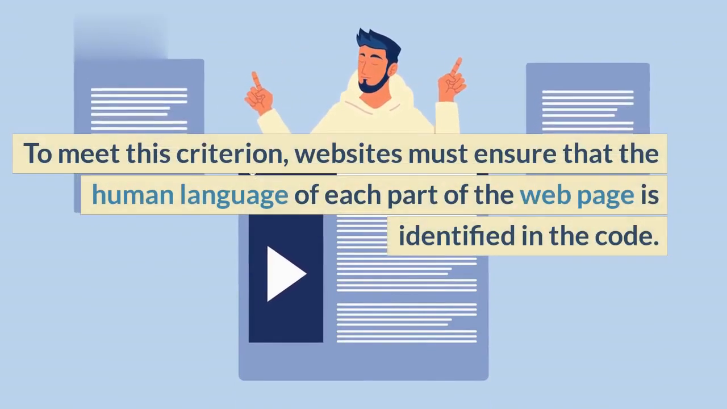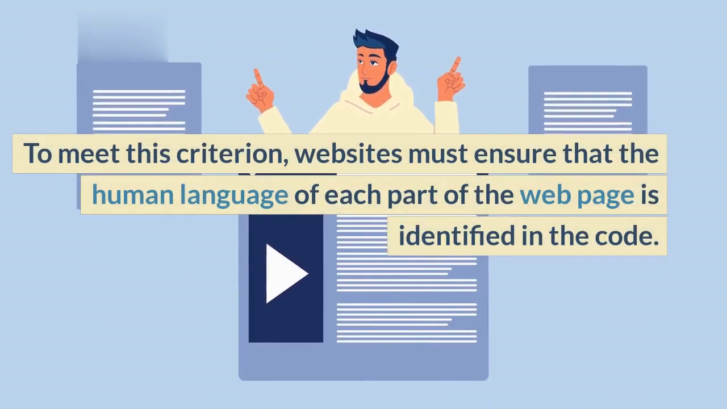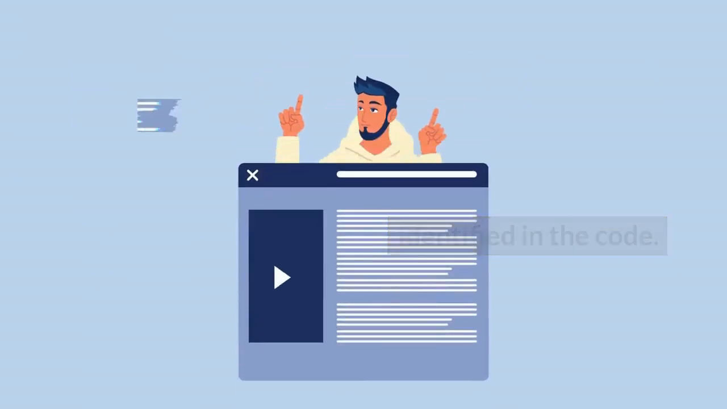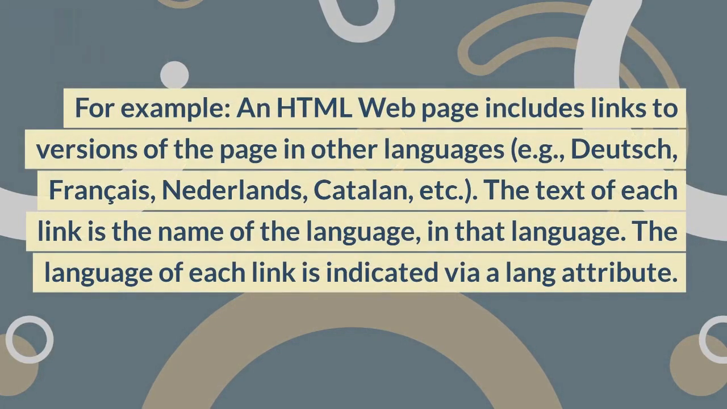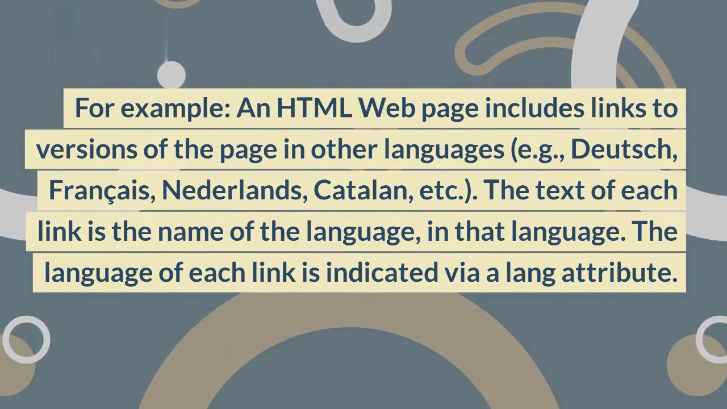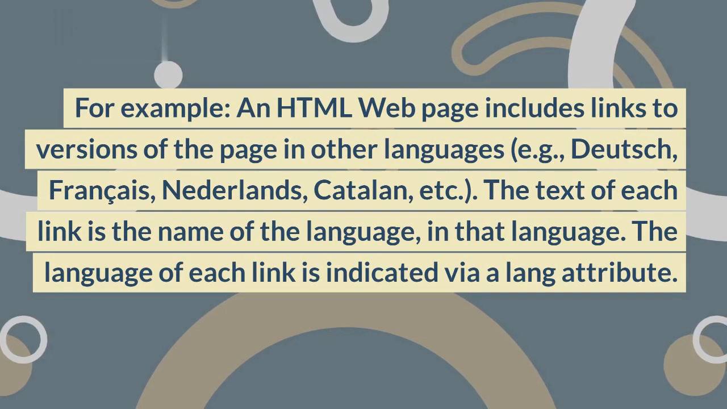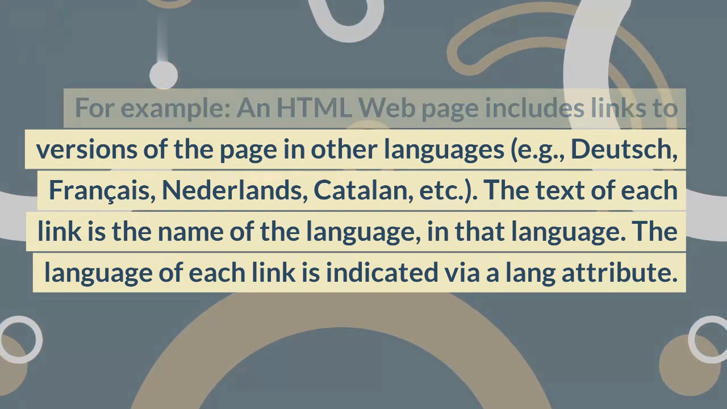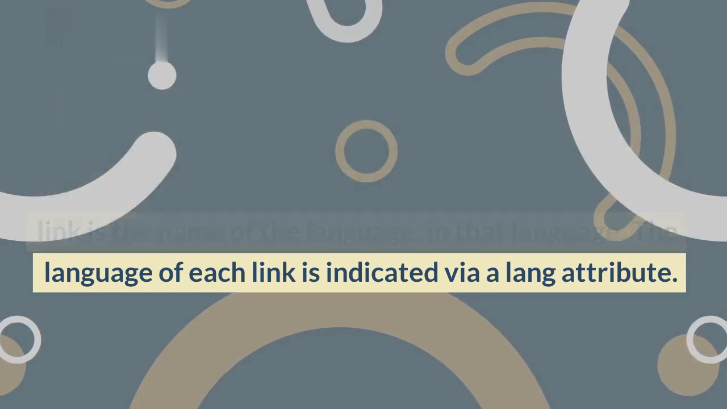To meet this criterion, websites must ensure that the human language of each part of the web page is identified in the code. For example, an HTML web page includes links to versions of the page in other languages, for example, Deutsch, Francais, Nederlands, Catalan, etc. The text of each link is the name of the language, in that language. The language of each link is indicated via a lang attribute.